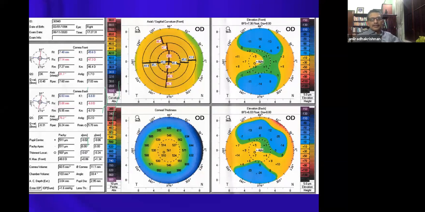Another example. What about this patient? This patient is having K values of 48 and 46.7. Again, I think it's definitely on the steeper side. But if you look at the other elevation maps, the front elevation map is clearly within normal limits. Even the back elevation map is normal. Actually, in the central 2 millimeter, no values are crossing more than 10 microns. The thickness map is also perfectly normal.